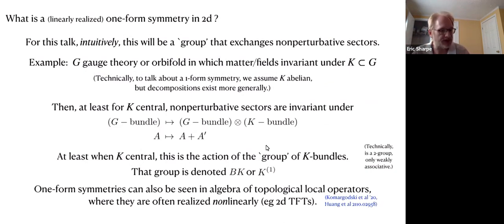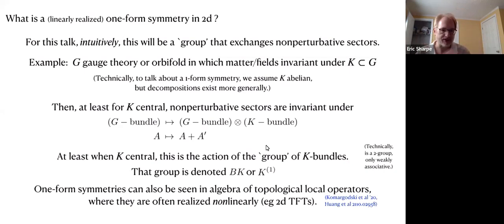So one example of this will be a gauge theory or orbifold in which the matter is invariant under some subgroup K of the gauge group. And there are various technicalities. If I really want to talk about a one-form symmetry, I need to assume that K is abelian. And in fact, I really want K to be in the center of the gauge group. But never mind those details.